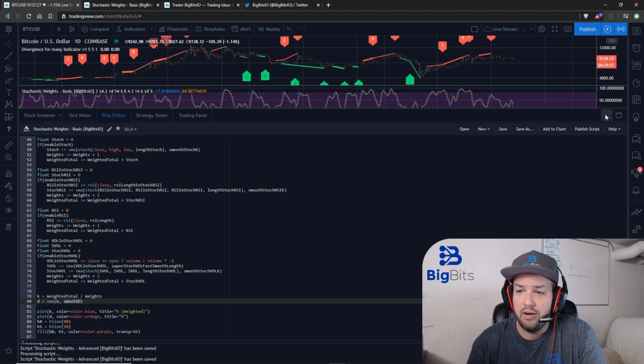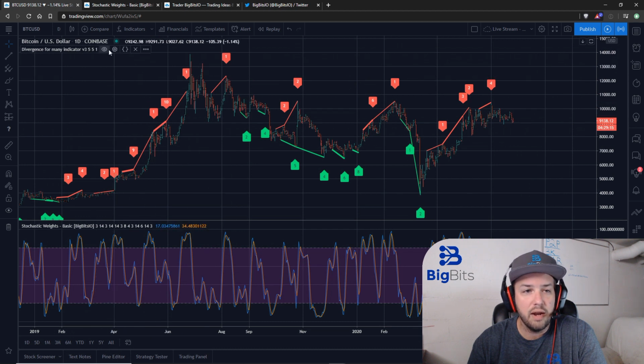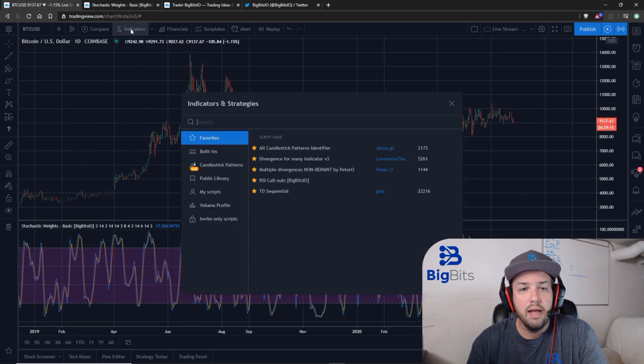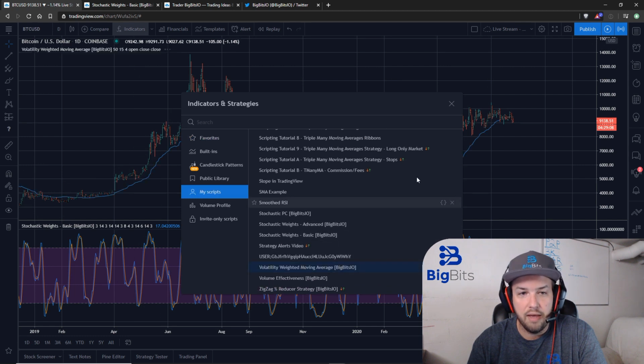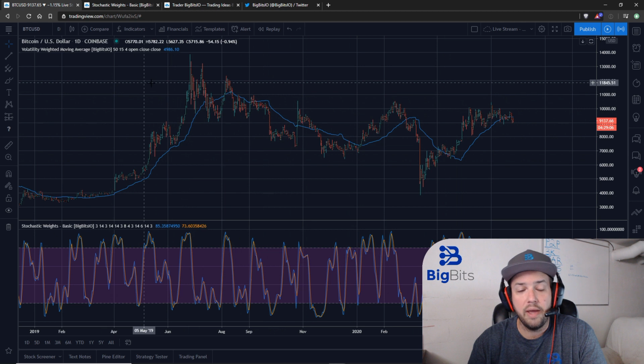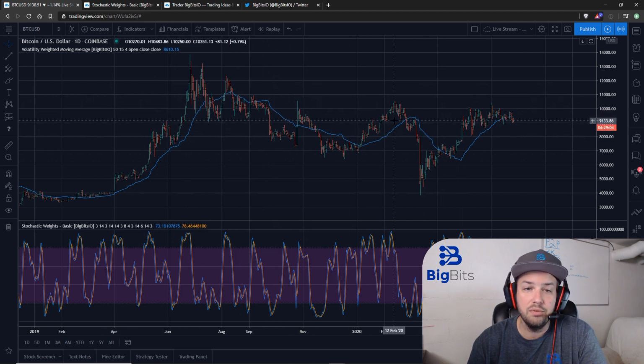I do have another indicator that I talked about on the live stream earlier that I wanted to share with everyone, and that one will be its own video soon. So we have something called a volatility weighted moving average that we're going to talk about soon too.